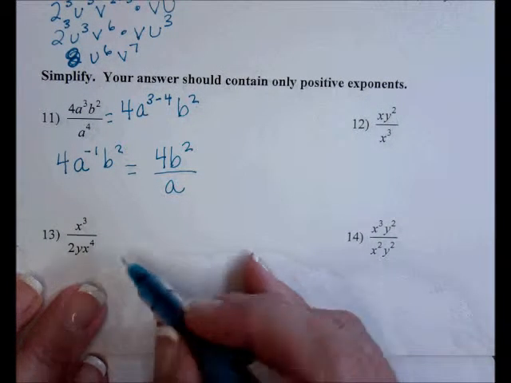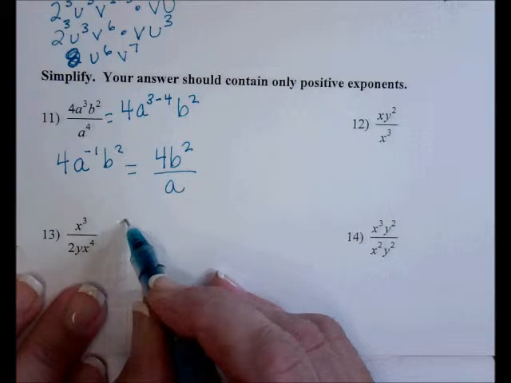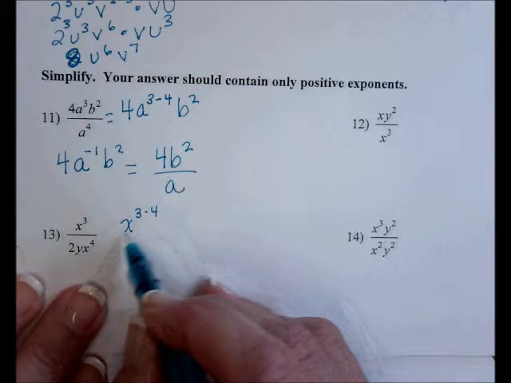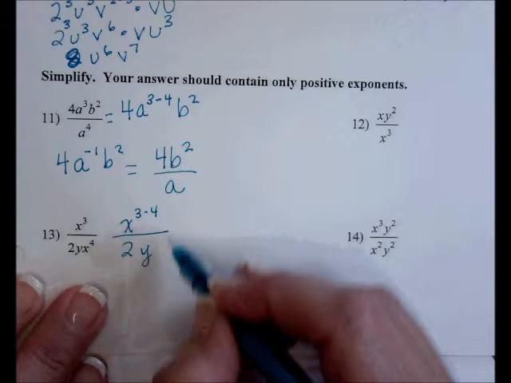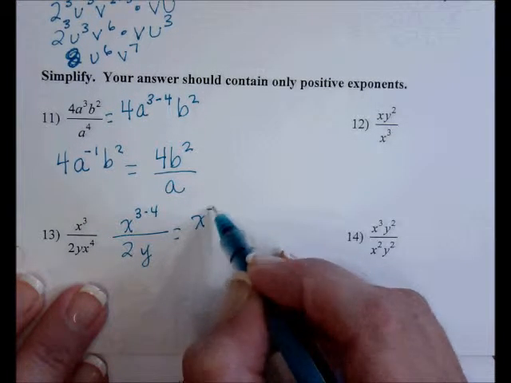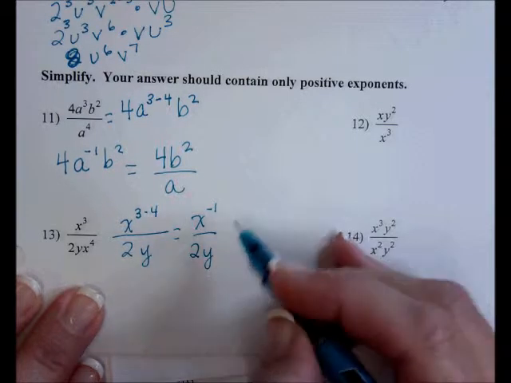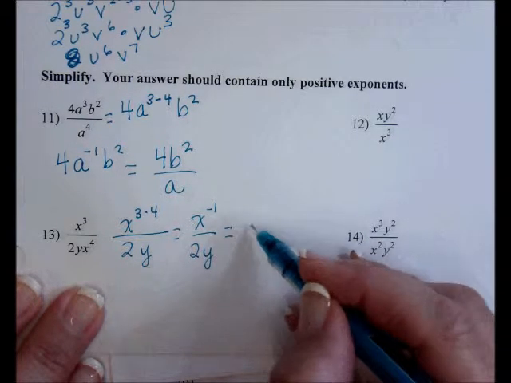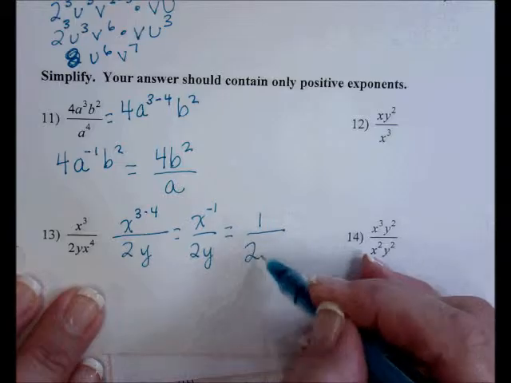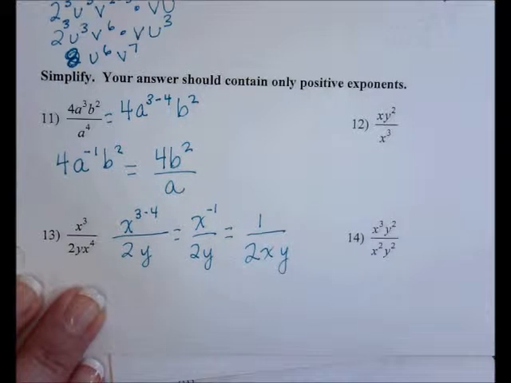13 is kind of the same thing. I have x to the 3 minus 4 divided by 2y. And here I end up with x to the negative 1 times 2y. Well, I don't like to have a negative in my exponent, so I'm going to move it to the denominator, and so that becomes 2x times y.